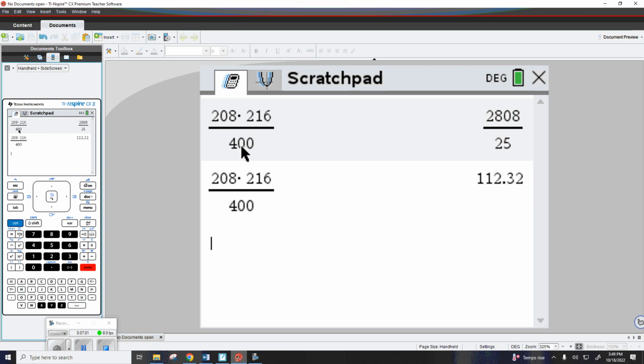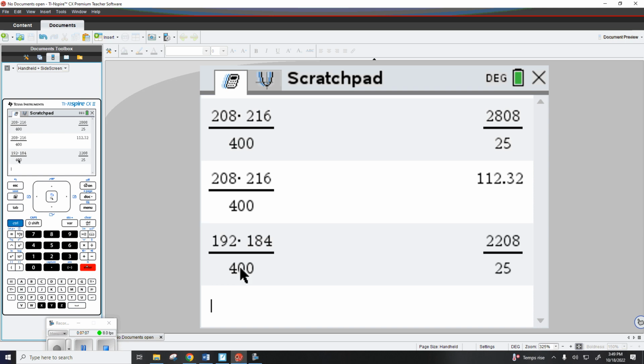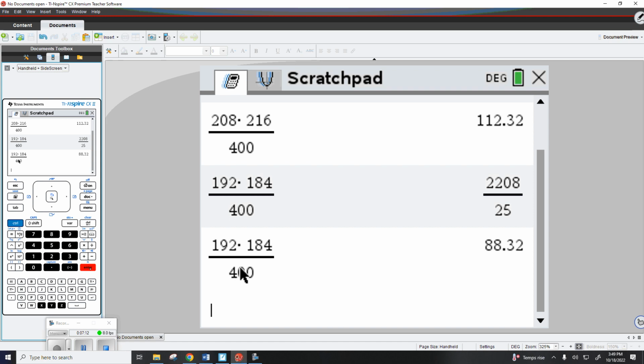192 and 184. So control divide. 192 times 184, and then we want to divide that by 400. 2208 divided by 25, control enter, 88.32.